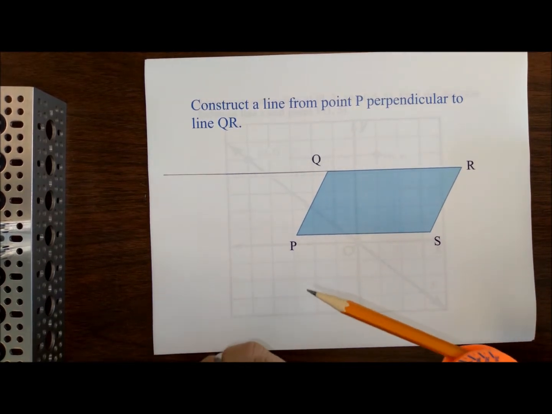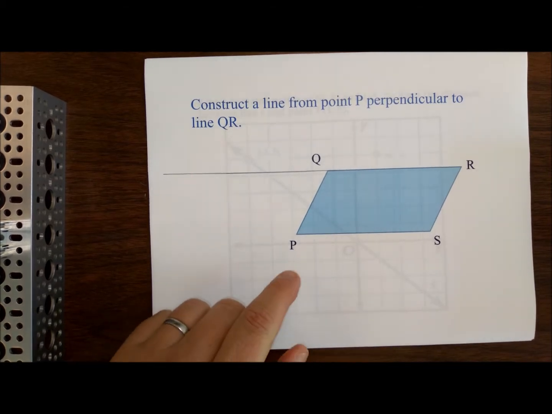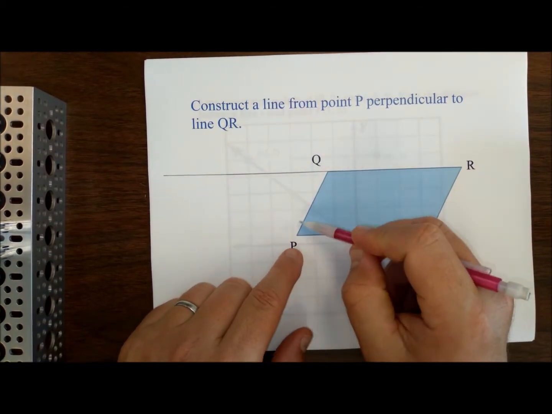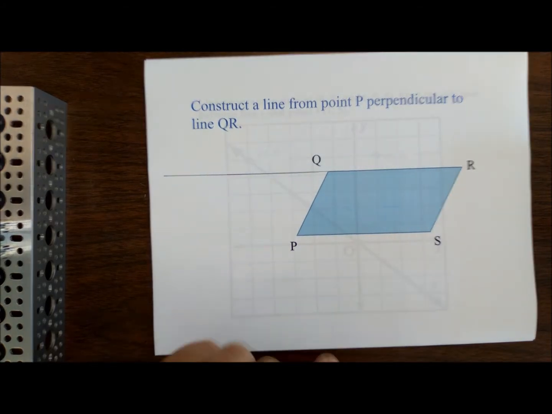Okay, now they want us to construct a line from point P perpendicular to QR. Now I think I can do it. I can picture this is going to go in here somewhere. All right, how am I going to do it?